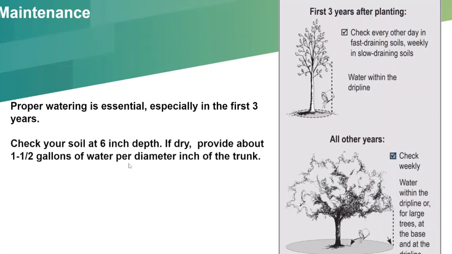Depending on the weather, you're probably going to water your new plants, your new trees, once a week. You can space it out if it's cloudy and cool. On really, really hot days, you may have to help it out and water it more. Check your soil at 6 inches. If it's still dry at 6 inches, water it. So it'd be about 1.5 gallons of water per diameter of tree trunk. That's a pretty good rule of thumb.